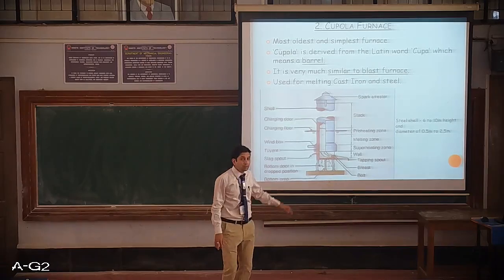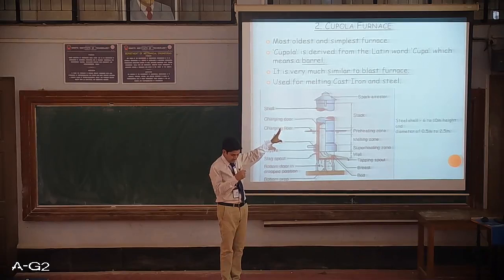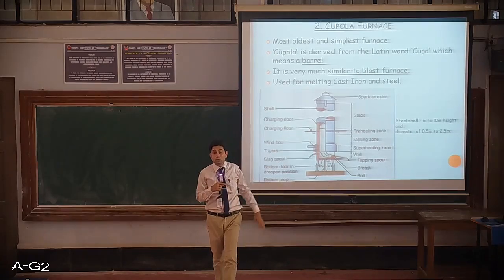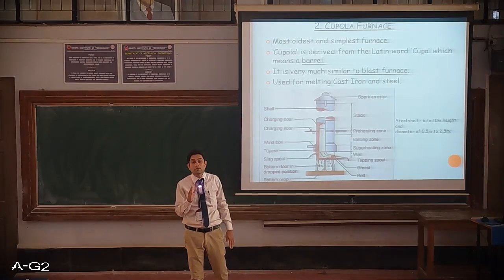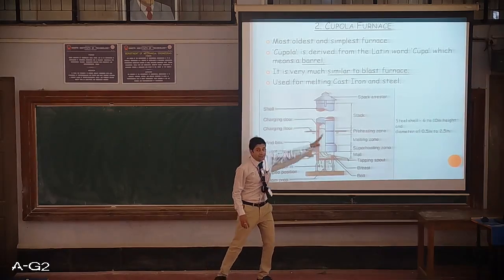It is very similar to the blast furnace. I have written that, and it is used for melting of ferrous metals. In the earlier case, the crucible furnace is basically used for non-ferrous metals. Here it is used for melting of ferrous metals like iron, cast iron and steel.